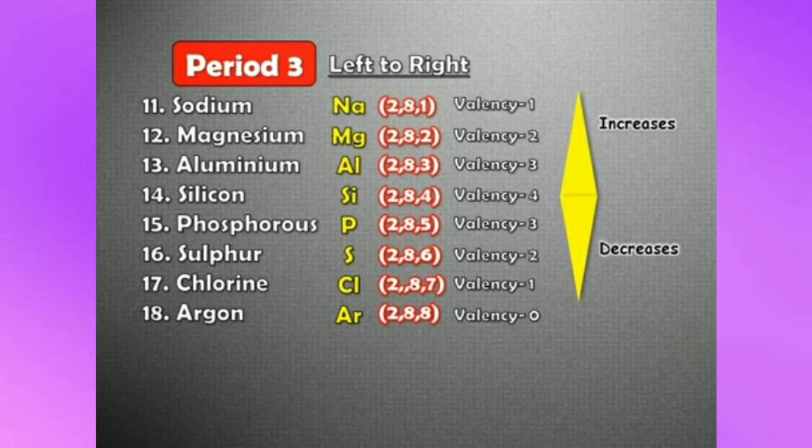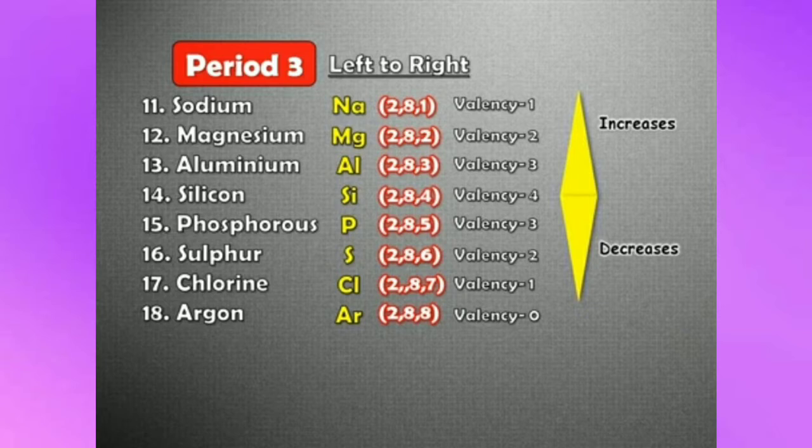What is the valency of sulfur then? 2 is the valency. Why? It is easy to gain 2 electrons. Chlorine 2, 8, 7. So it will have the valency 1. And argon. It is a noble gas, right? Its electronic configuration is 2, 8, 8. So its octet is complete. Therefore, we can say the valency is 0.